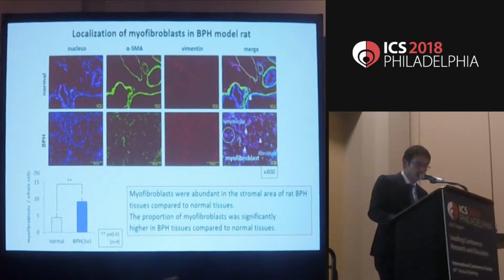In immunohistochemical analysis, myofibroblasts expressing both alpha SMA and vimentin are shown as yellow. Myofibroblasts were abundant in the stromal area of rat BPH tissues compared to normal tissue. The proportion of myofibroblasts was significantly higher in BPH tissues compared to normal prostate tissue.